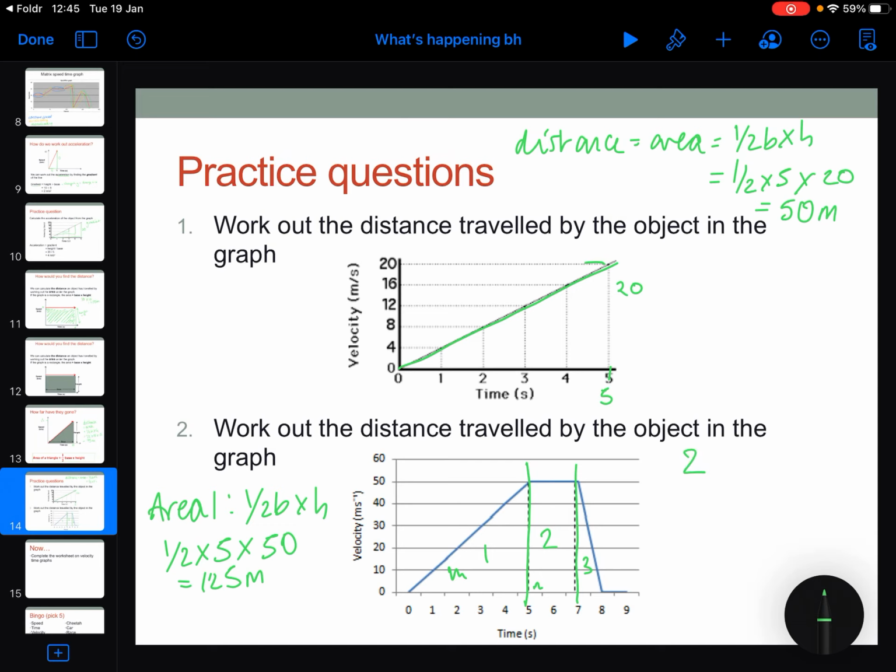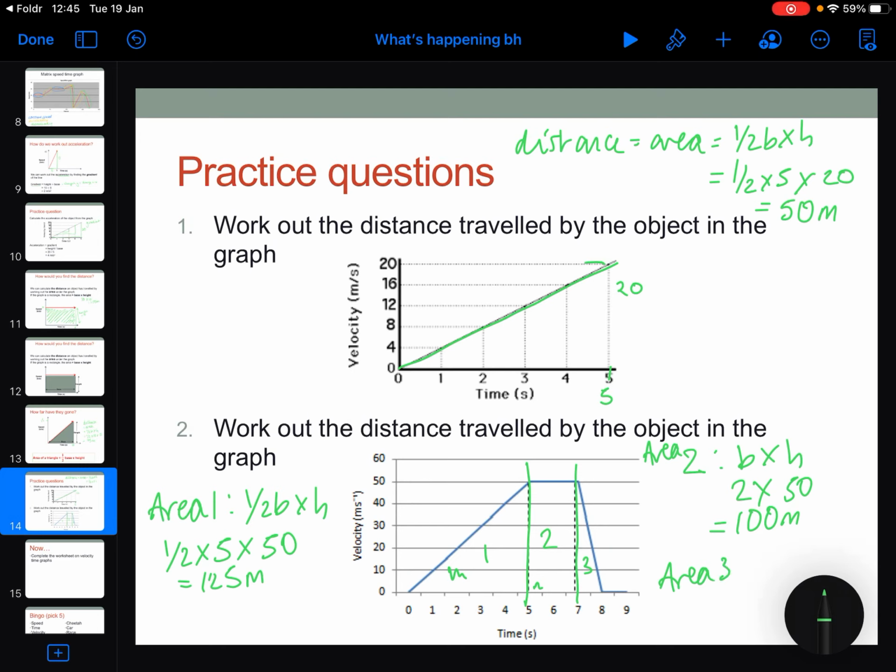Now let's do number 2. So area 2. You've got a rectangle here, so that's base times height. The base, can you see it's 2 because it goes from 5 to 7. So it's not the base of that rectangle, it's not 7, it's just 2. The height is 50 again, which gives me an area of 100 meters.